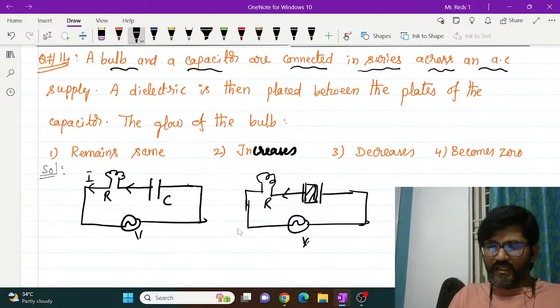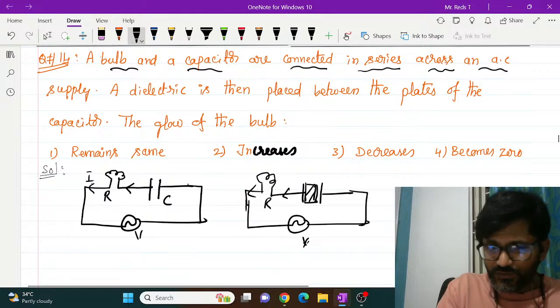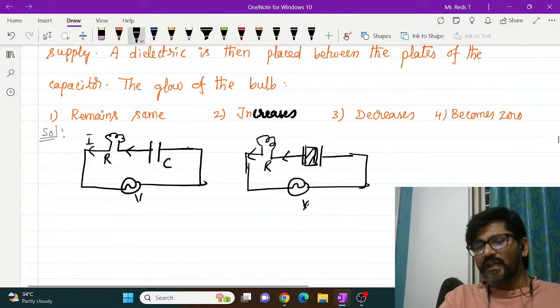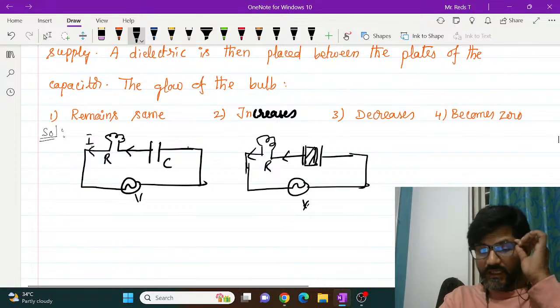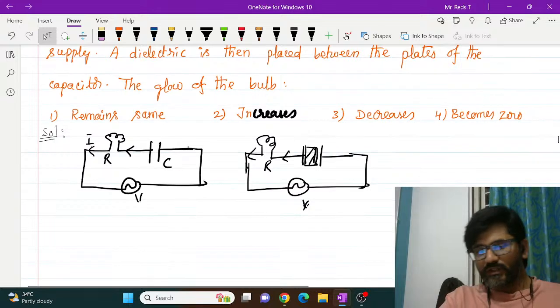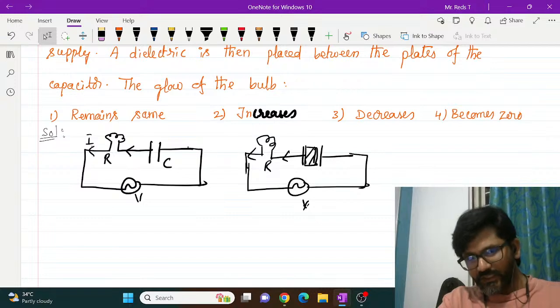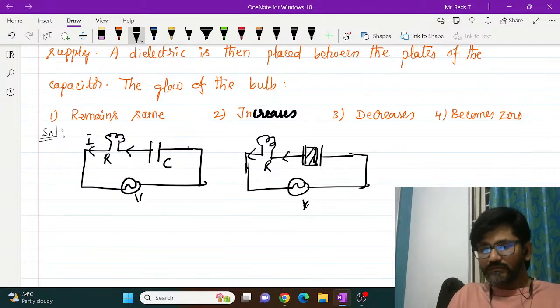When the current I is flowing, a capacitor allows AC current only. If you connect to a DC supply, it will block, so no current will be there. Capacitor blocks DC, so it will not allow any current. The circuit will act as an open circuit, and the bulb will not glow at all if it is connected to a DC source or battery. If the capacitor is connected to an AC source, then only it will allow the current.